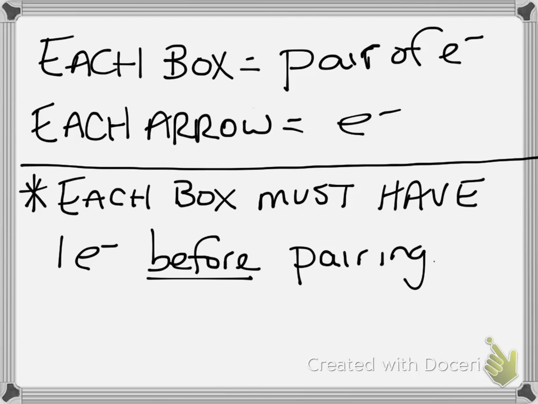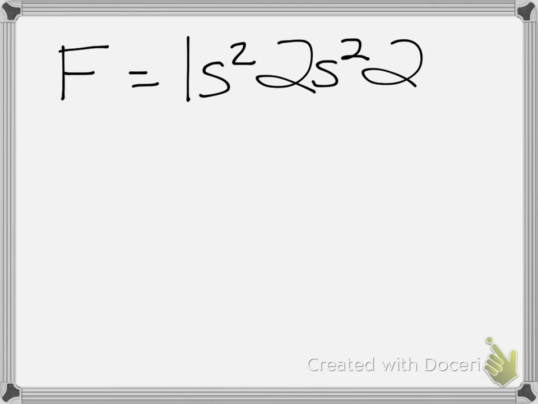All right? So let's do one of the examples in the book. They do carbon, nitrogen. Let's do fluorine. So my configuration for fluorine is going to be 1s2, 2s2, 2p5.